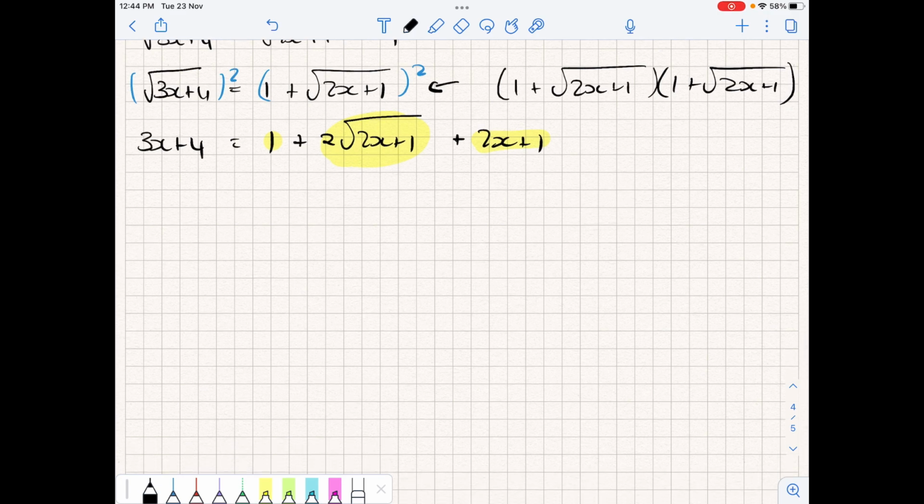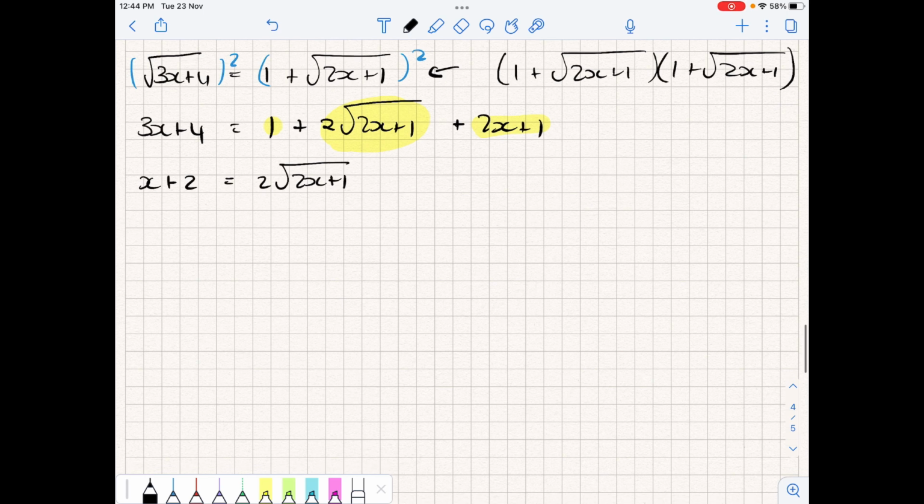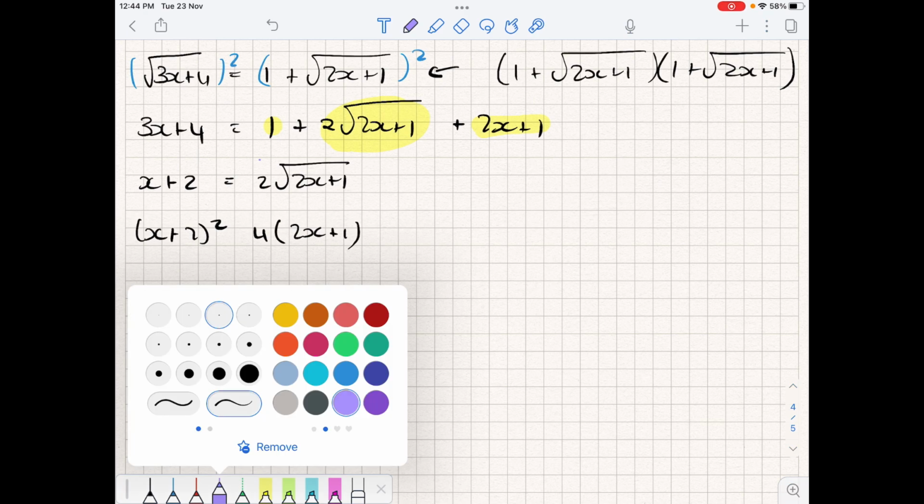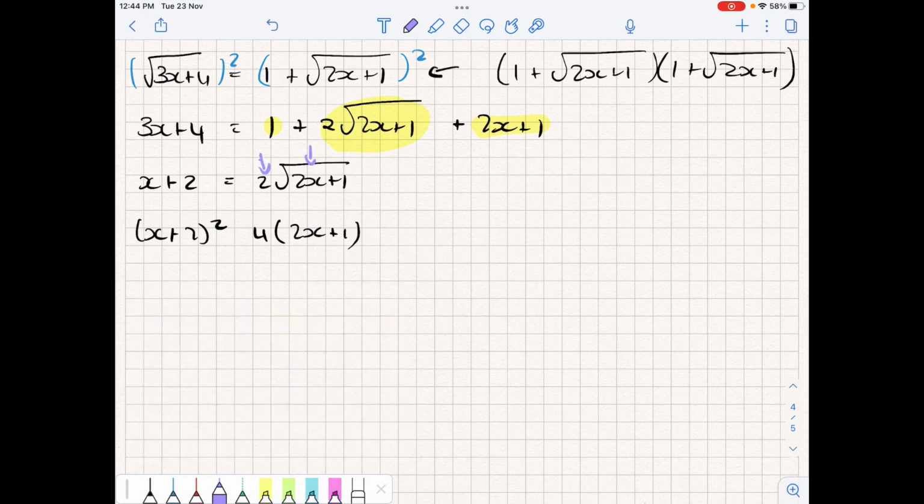Okay, from here we can simplify both sides. So I can move the 2x over, and I can move the two 1's over, and I'll get x plus 2 equal to 2 square root 2x plus 1. And now, just like the previous equation, let's square both sides, and we'll get x plus 2 squared. And when I square the other side, I'm going to get 4 times 2x plus 1. Right, remember, you need to square everything, this and this.